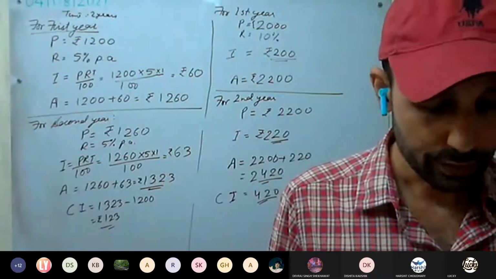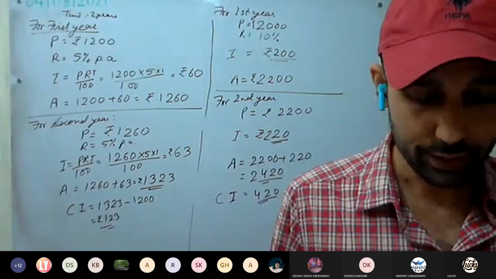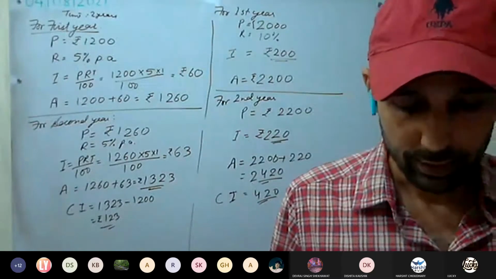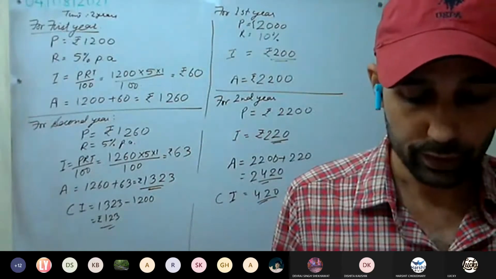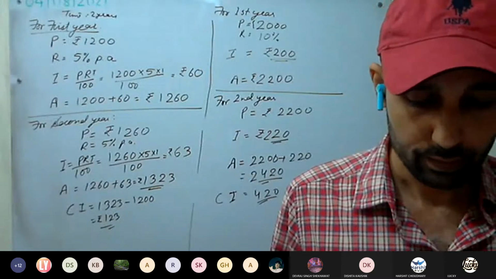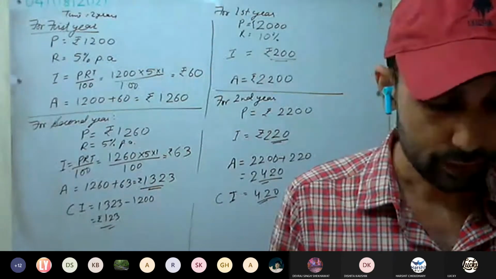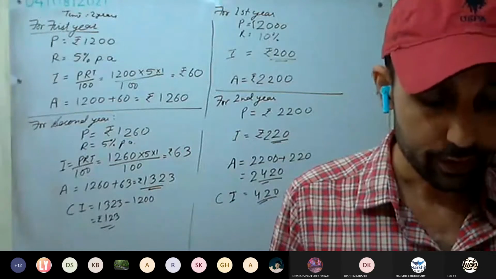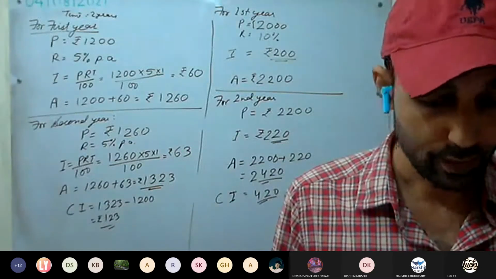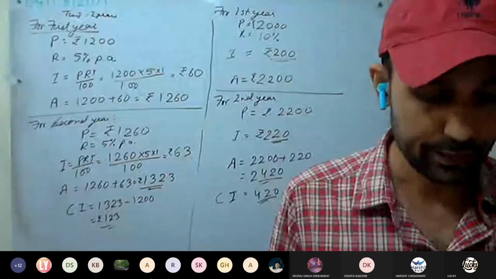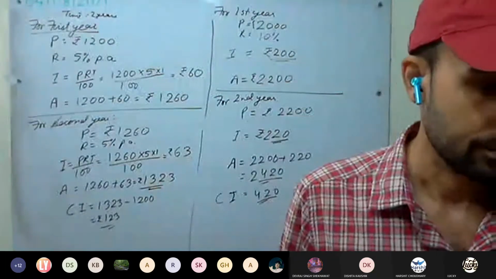A bank lent 12,025 rupees to Rakesh at the compound interest rate of 4% per annum for 2 years. For 2 years, how much did Rakesh repay as the interest? Okay.